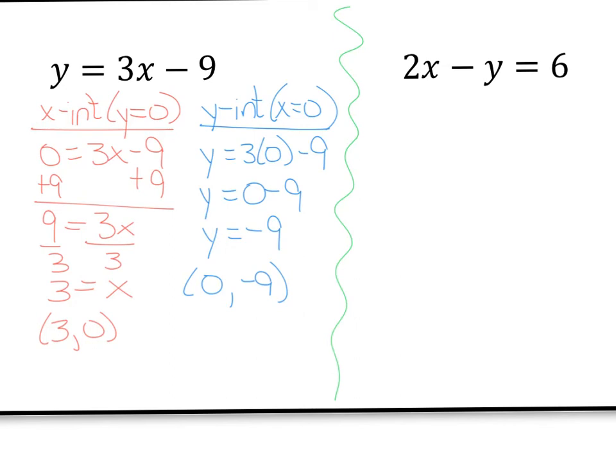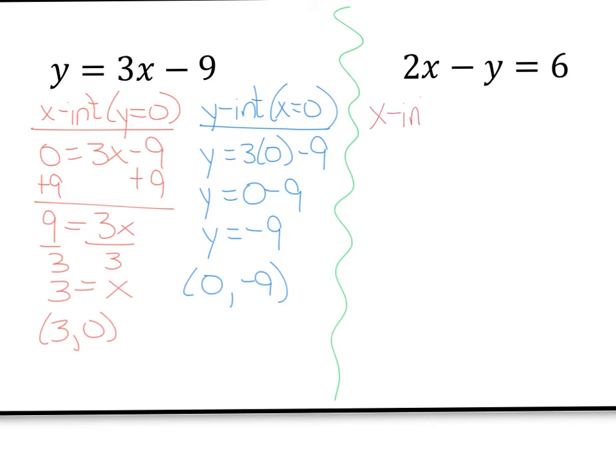Okay, one more example here. This is a linear equation here. Its graph is a line. You'll notice this form is a little bit different from this form. We'll be talking about the differences between these two later, but we can still find the x-intercept and the y-intercept.